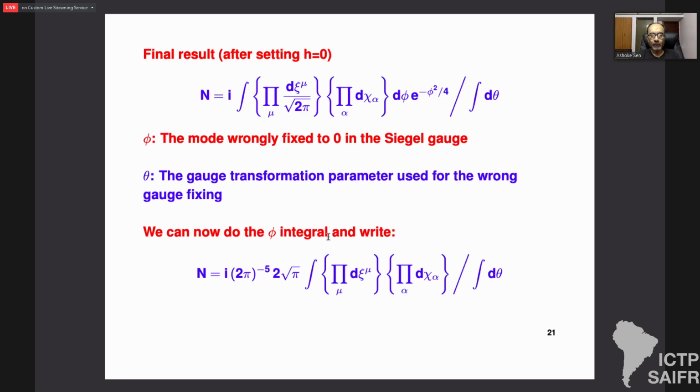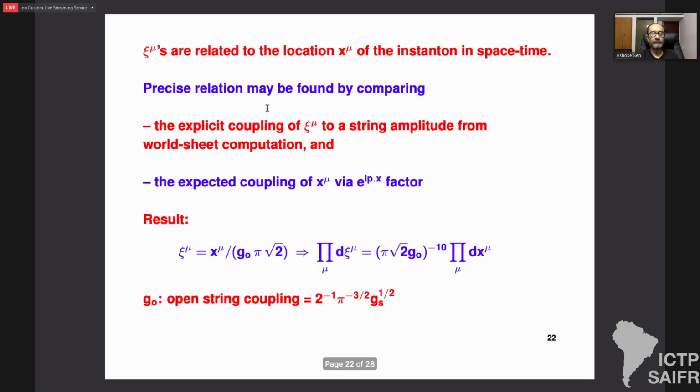Okay, so now we can do the phi integral. That's the easy part. That's the simple Gaussian, and we get a factor of 2 root pi. And now we have to understand what these integrals are. So the xi mu's, I have already said that they are related to the location of the instanton in space-time. But now we have to be more precise. We have to understand what exactly is the relation between xi mu's and the x mu's.